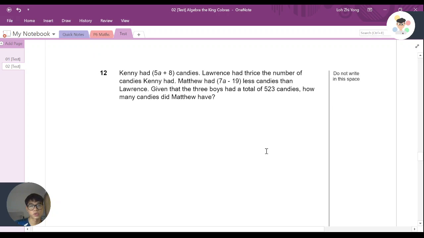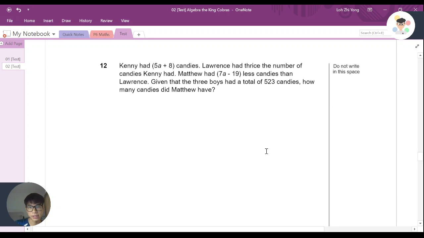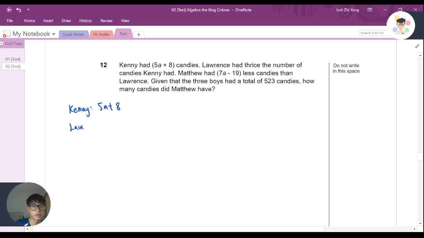Question 12. Some of you made a mistake, and it's the same mistake. Let's look at this question. Kenny had 5a plus 8 candies. Lawrence had thrice the number of candies Kenny had. Most of you actually did it correct. Thrice means 3 times, so I know it's 3 times of what Kenny had.